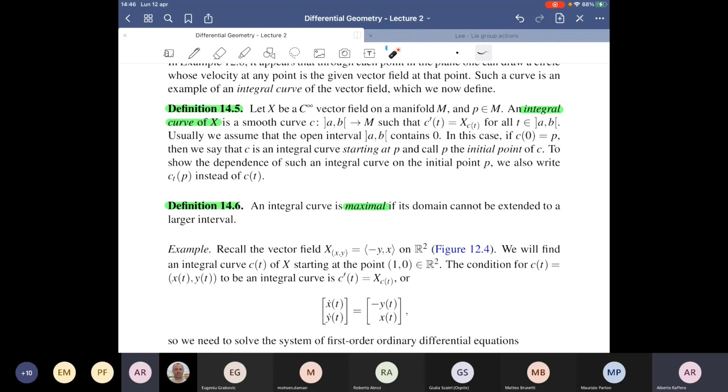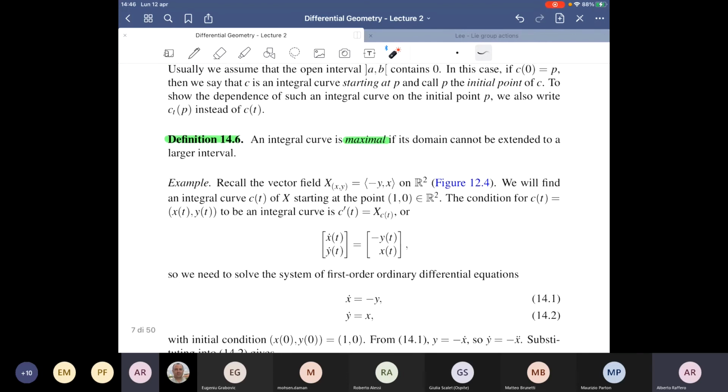So let's start by examining an example of an integral curve of a vector field. In particular, here there is a vector field you already met during the last lecture. This is the vector field associating to each point of the space R2 this vector here. So you may imagine this as something like this. So here we have R2.